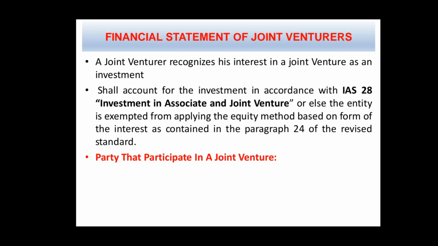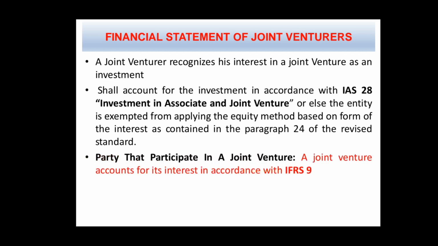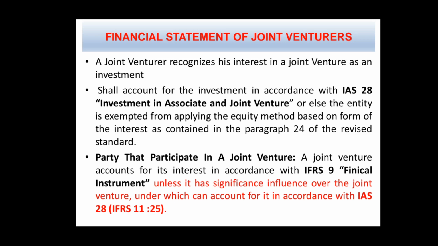So what of the parties to a joint venture? We are talking about all those parties that do not have control over the entity. A party to a joint venture accounts for the interest in accordance with IFRS 9, that is financial instruments, if it does not have control over the decision making. The interest of such a party will be accounted for in line with IFRS 9, unless it has significant influence over the joint venture, in which case it accounts for it in accordance with IAS 28.